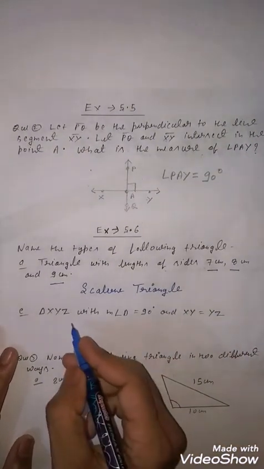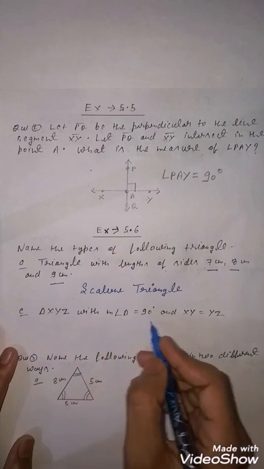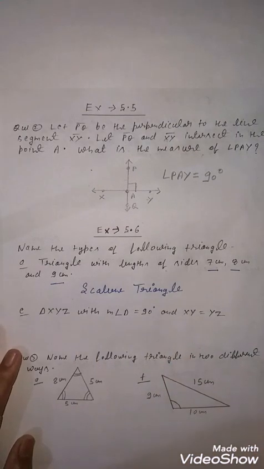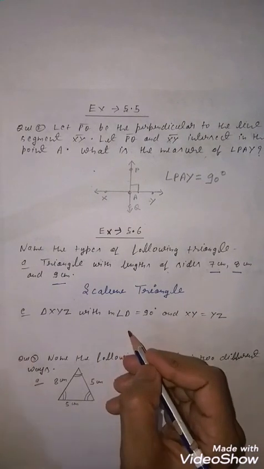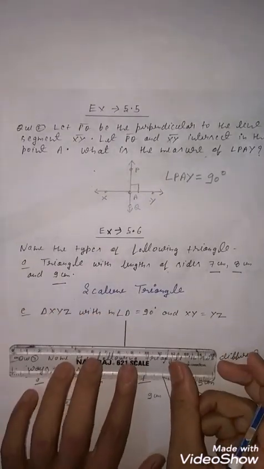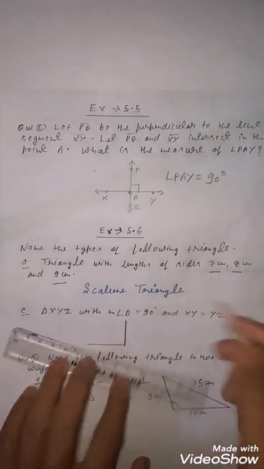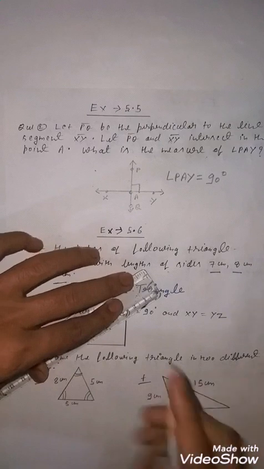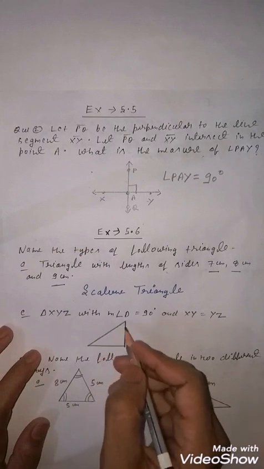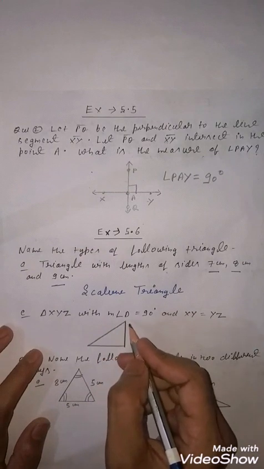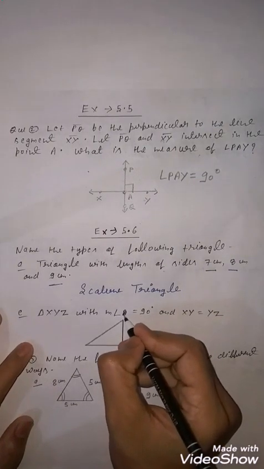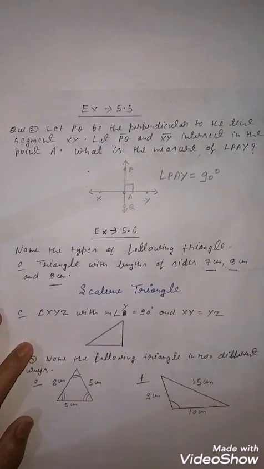Now next is triangle XYZ with measure of angle Y equal to 90 degree. This is M. M is measure. And XY and YZ are equal. So you can draw the diagram like this type. If you will draw the diagram, this type. Clear, students? So what is given? XYZ with angle, measure of angle Y. Student, correct this. This is angle Y. Clear? So here this is clear.